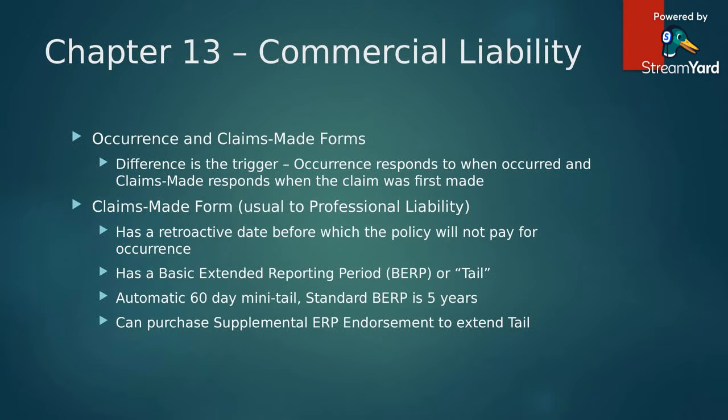And these will also have what we call a basic extended reporting period or tail period, so that there's coverage after the expiration of the policy. There's an automatic 60-day mini tail, with nothing needed on the part of the insured. The standard basic extended reporting period or tail is 5 years, but you can purchase a supplemental extended reporting period endorsement to extend the tail beyond that 5 years.